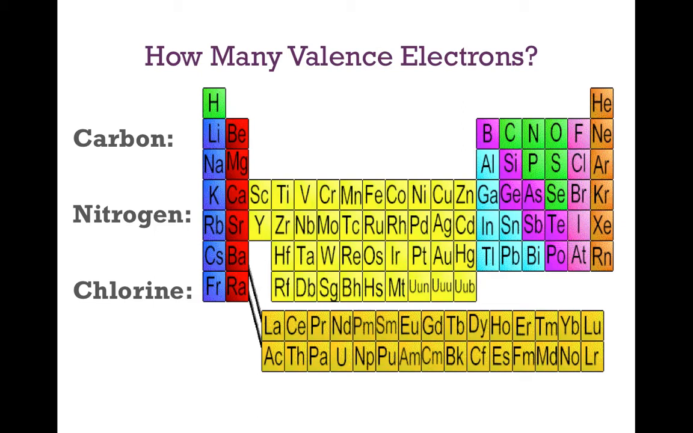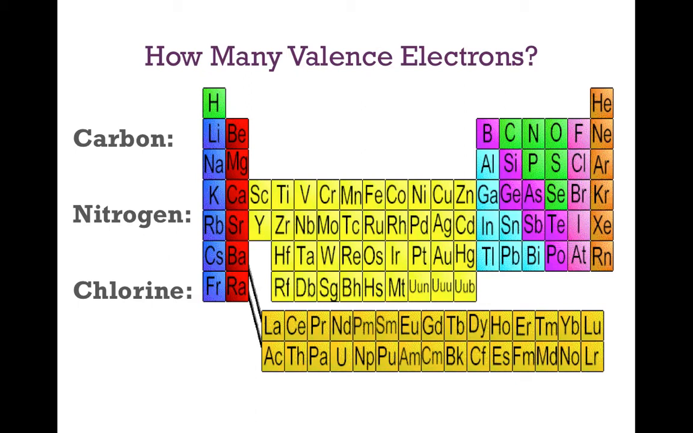If you cannot do this first step, then you need to make sure you understand how to do this, because this is, again, step one. So pause this video and try to find the valence electrons for carbon, nitrogen, and chlorine.